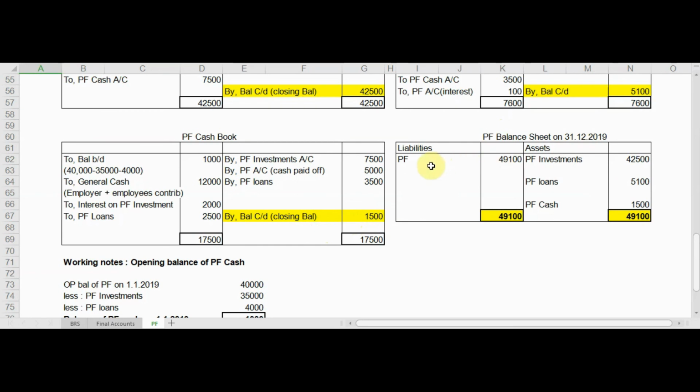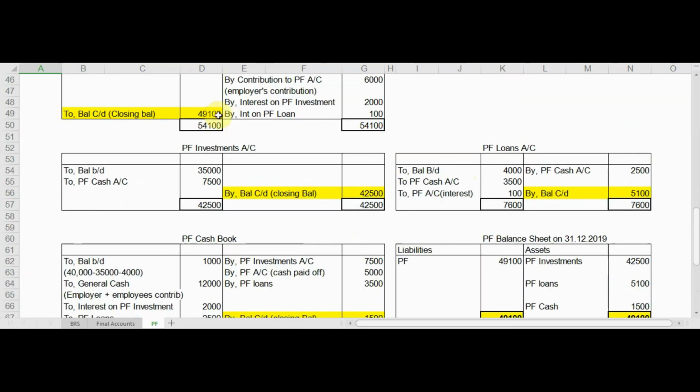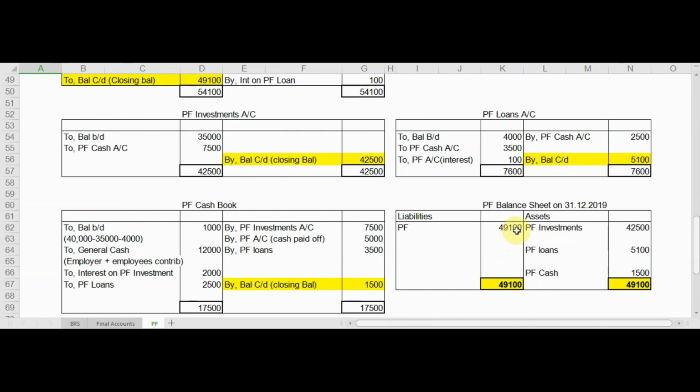PF balance sheet, provident fund account balance is 49,100. Next, PF investments balance is 42,500. Next is PF loans 5,100. Next is PF cash 1,500. So if we total the PF balance sheet, both the assets and liability side will tally 49,100. So this is how we prepare accounts for PF, where separate PF cash book is maintained, and this is how we prepare the PF balance sheet.